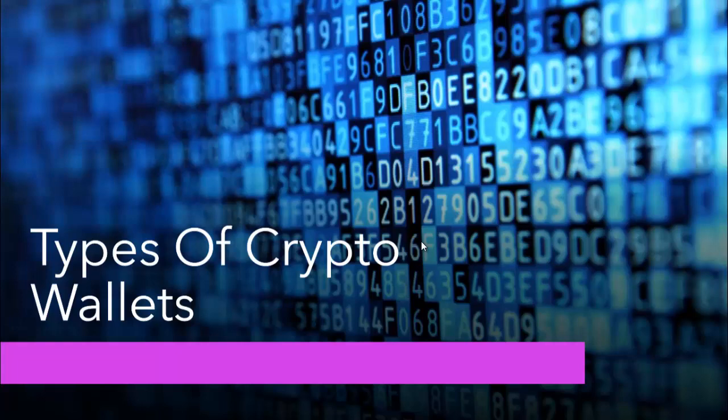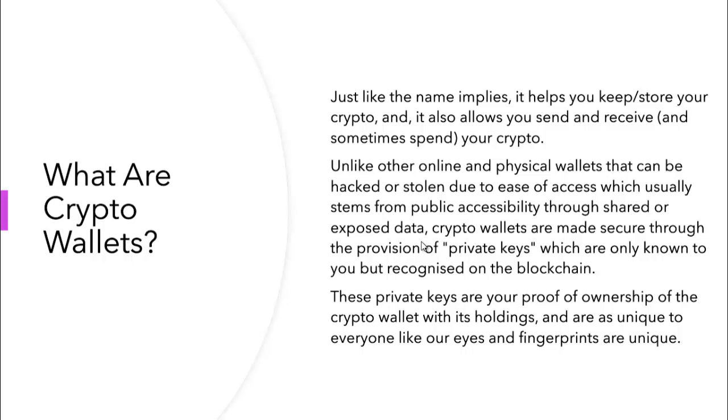So we'll be going into types of crypto wallets. But before that, what exactly are crypto wallets? Just like the name implies, it helps you keep or store your crypto, and it also allows you to send and receive, and sometimes spend your crypto. Just like your bank account, you can send money to somebody, you can receive money. Even with your physical wallet, when somebody gives you money, you can put it in the wallet. If you want to give somebody money, you remove your fiat currency and give it to the person. It's just the same way.